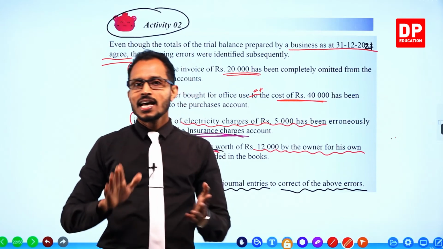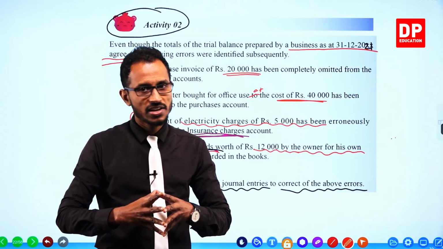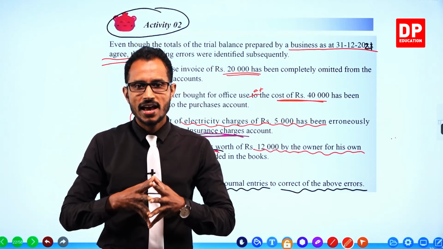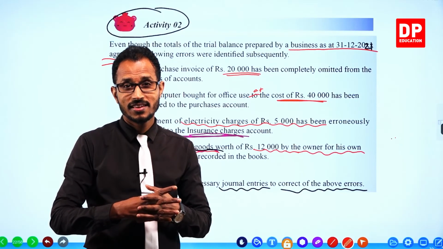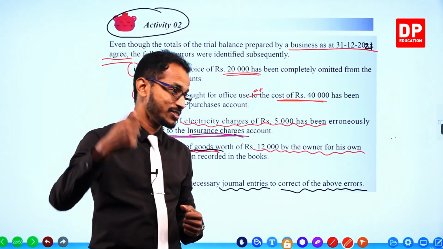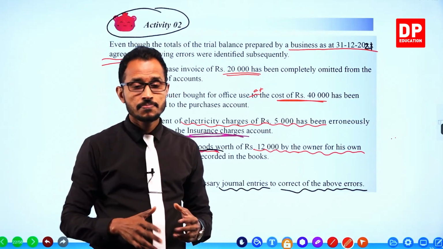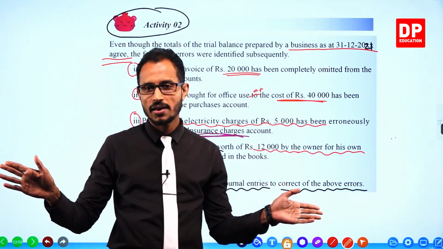Children, with that we finish errors which do not affect the trial balance. These errors do not affect the trial balance and we know how to correct them now. You know. Do more activities, do more exercises. Practice makes you perfect.